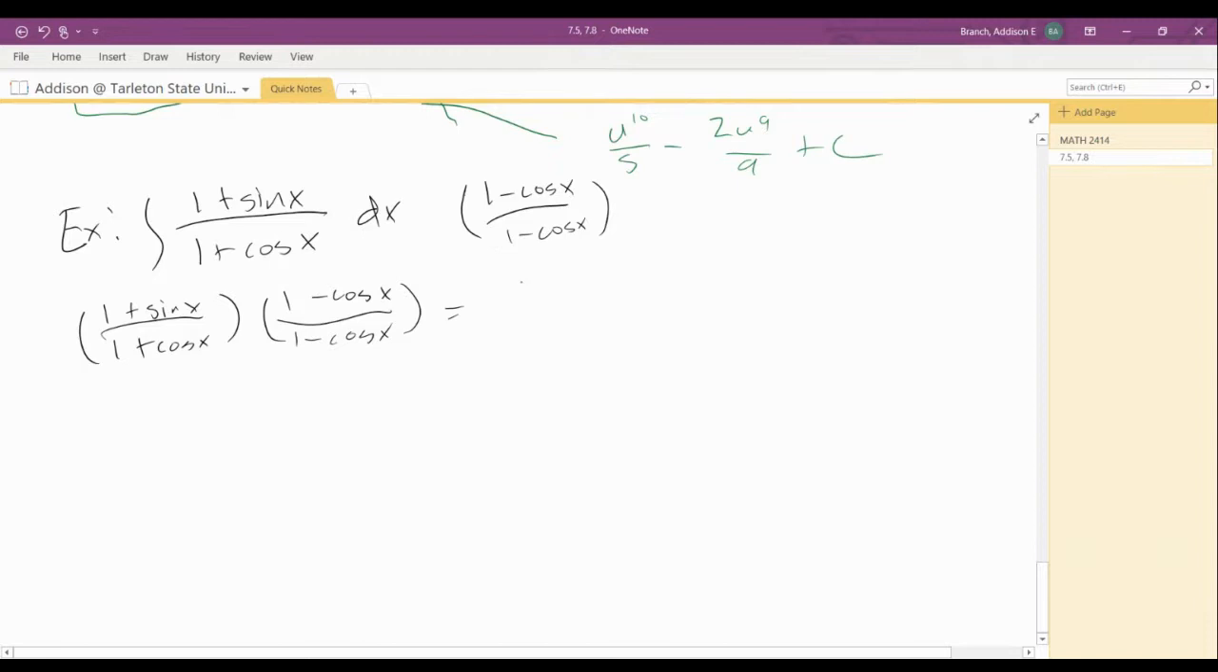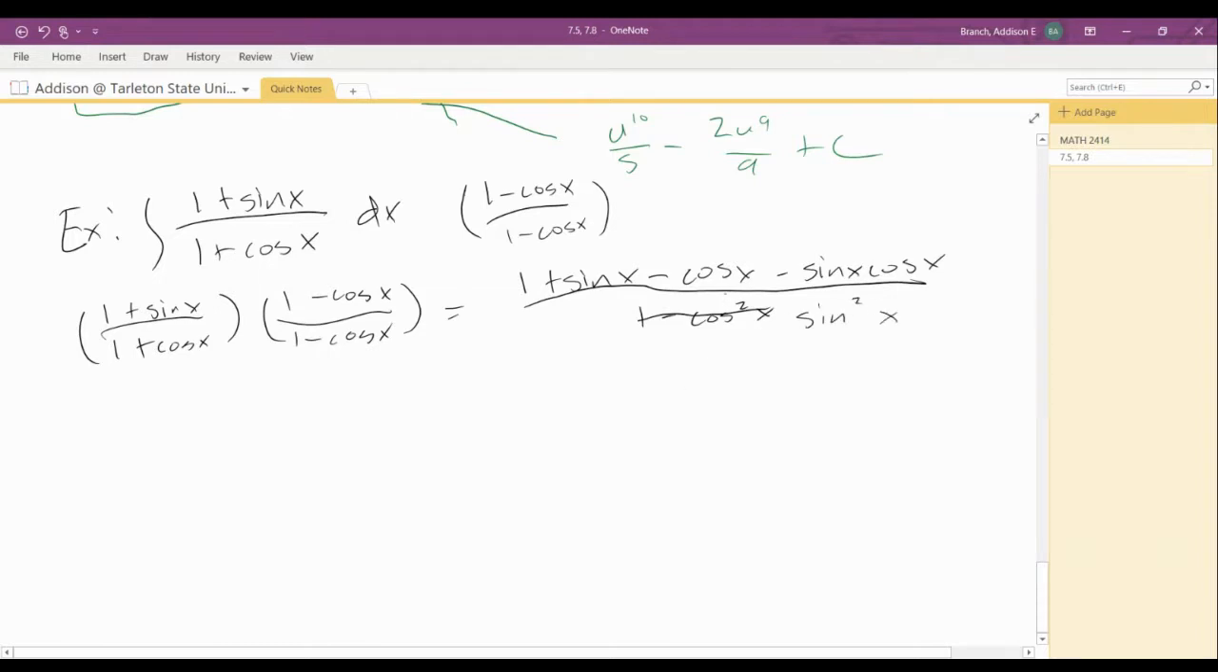If we do this, we're going to get 1 plus sine of x minus cosine of x minus sine of x times cosine of x, all over 1 minus cosine squared of x. And from here, we're in a good form to use our Pythagorean identity, since we know that 1 minus cosine squared of x is just going to be sine squared of x.